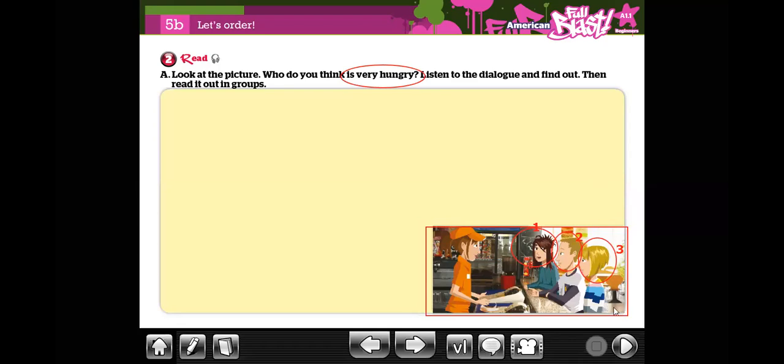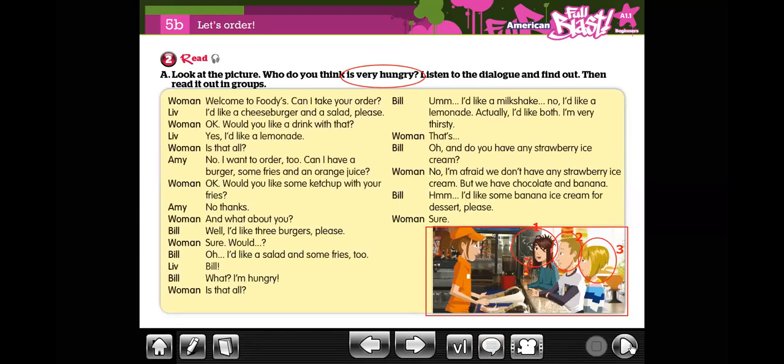Now, pay attention. You are going to listen to the dialogue and read also. And you have to think who is hungry, okay? Two. 2A. Look at the picture. Who do you think is very hungry? Listen to the dialogue and find out. Then read it out in groups.